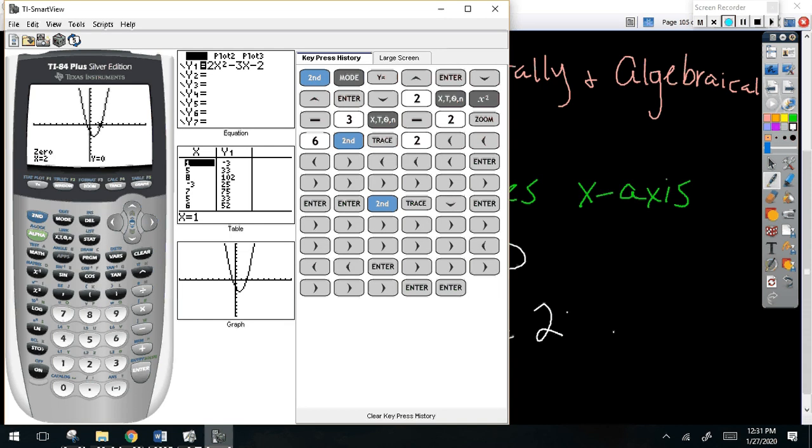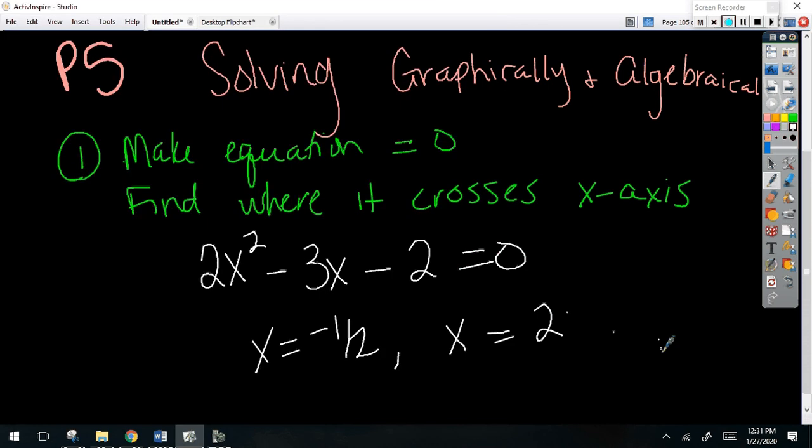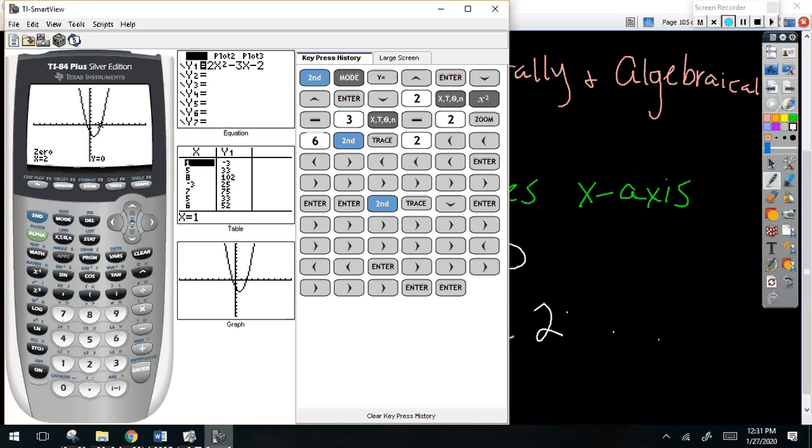Okay, the key here is the equation has to equal 0 when you put it in. What was your question, Alex? Y'all got it? Negative 1/2 and positive 2, yeah. Everybody okay on that?